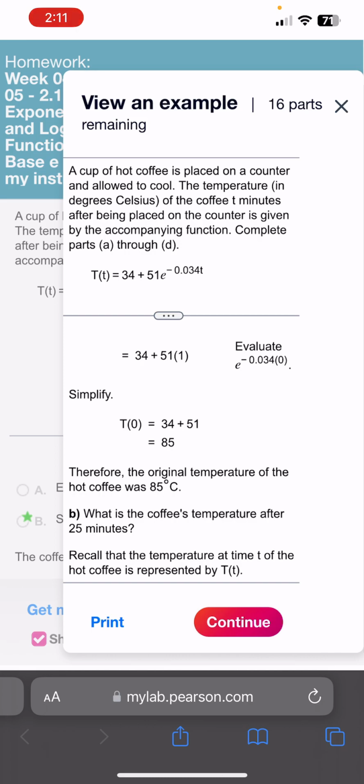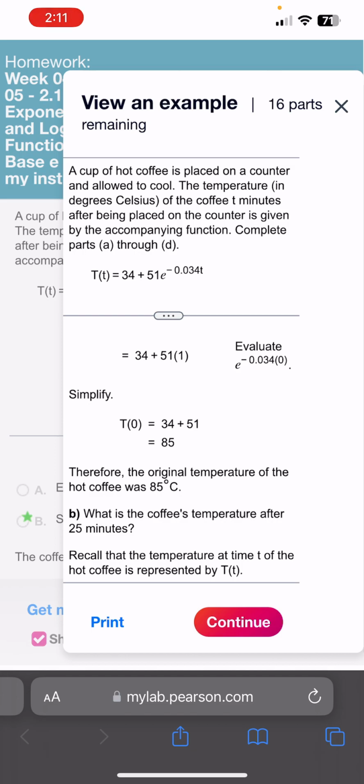Part B says, what is the coffee's temperature after 25 minutes? So for part B, we just want the temperature after 25 minutes. So we just plug in 25 for lowercase t, and you can do that in your calculator. I was tempted to pull up my calculator and do it, but all we're doing is plugging in 25 for lowercase t into this function.